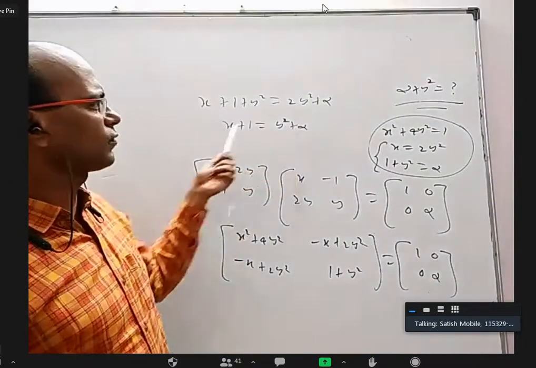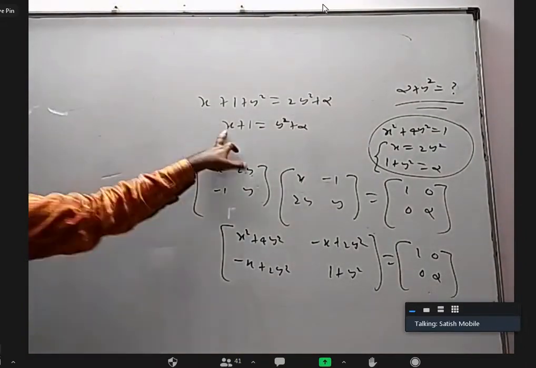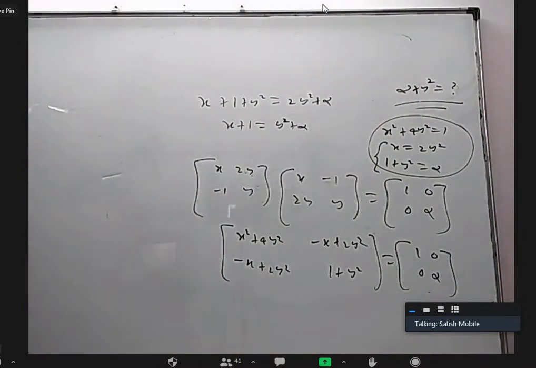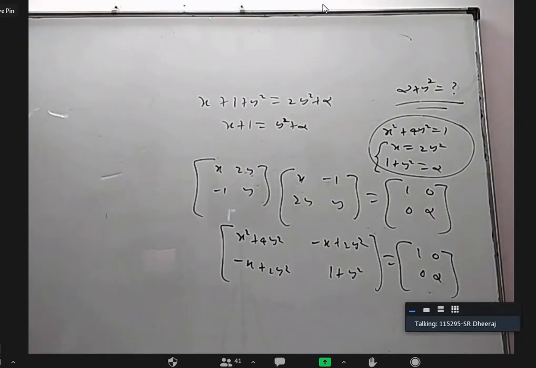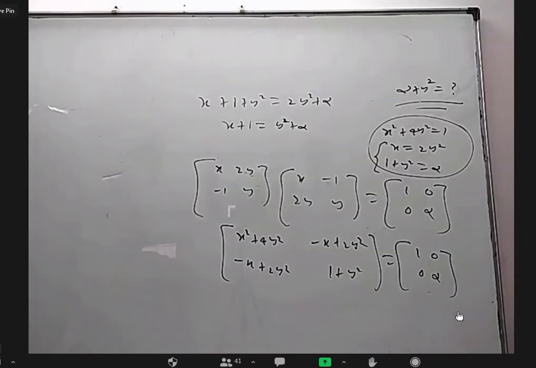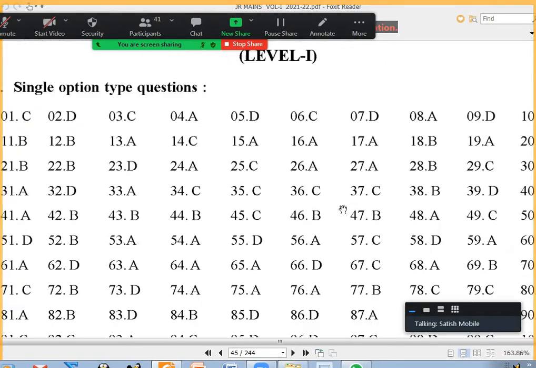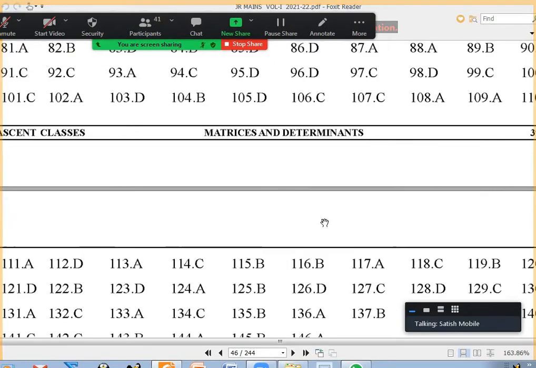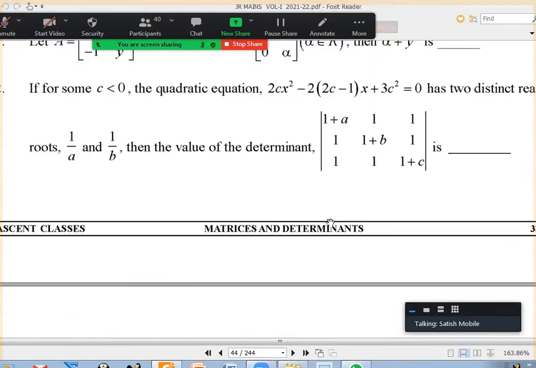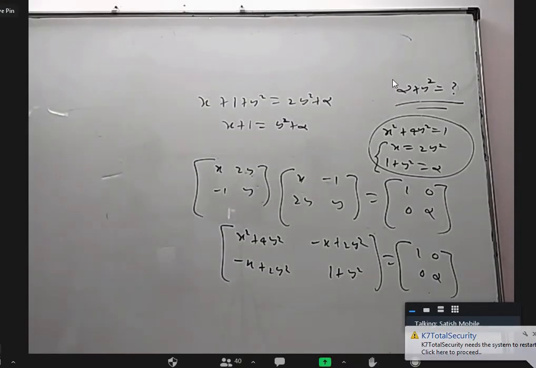But they asked alpha plus y square only. Yeah, but the answer is not x plus 1. The answer is just a number, a numerical constant. If the options had x plus 1 in them, it would be that, but it is not. What is the answer? 1.41. It is some kind of square root. I'll tell you why it is coming like that. It is actually root 2 that will come, 1.414. I'll show you that.